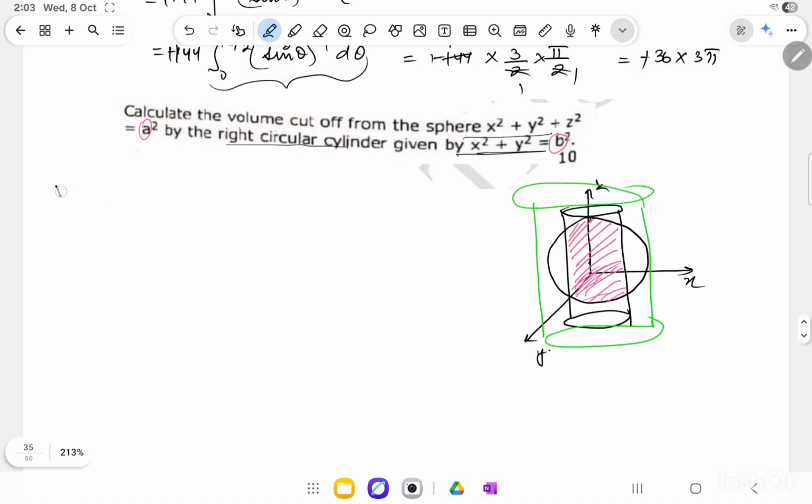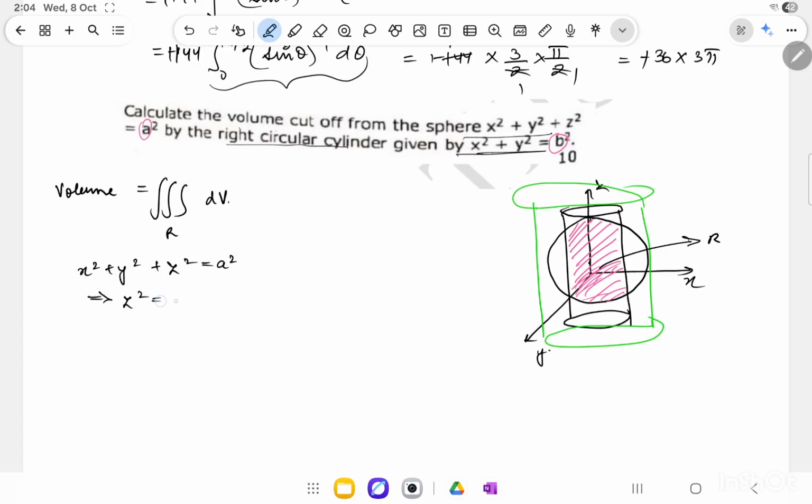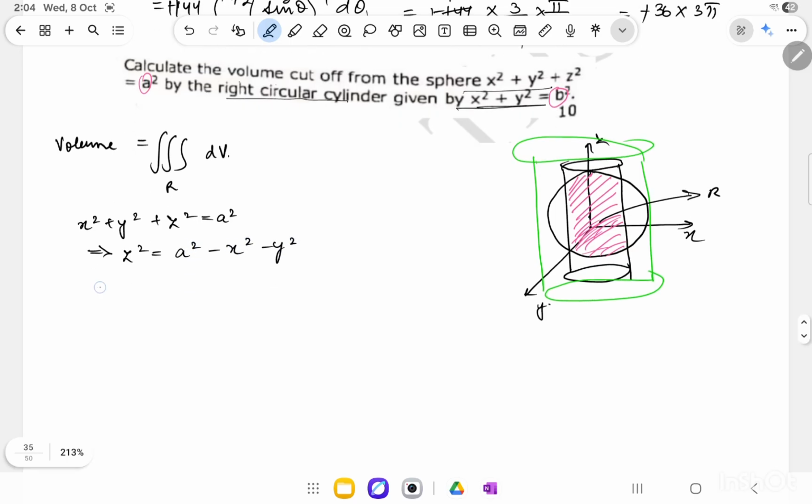So the required volume will be equal to the triple integration. If the common region, let's assume it as R, then triple integration over R dV. Now from the equation of the sphere, x square plus y square plus z square equals a square, z square will be equal to a square minus x square minus y square. So z will be equal to plus minus under root a square minus x square minus y square.